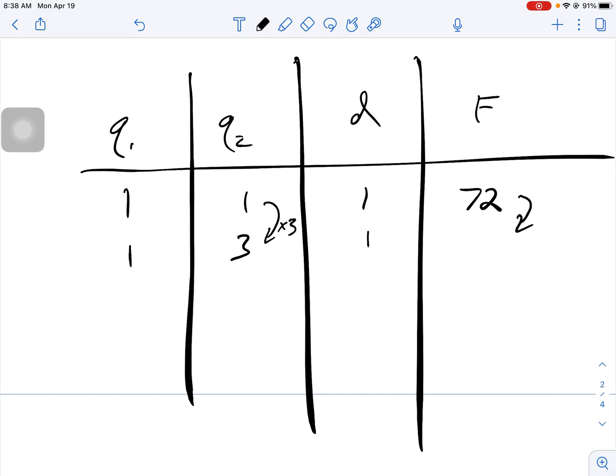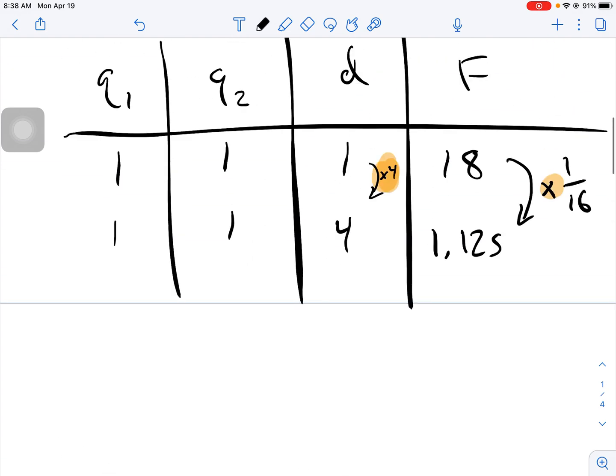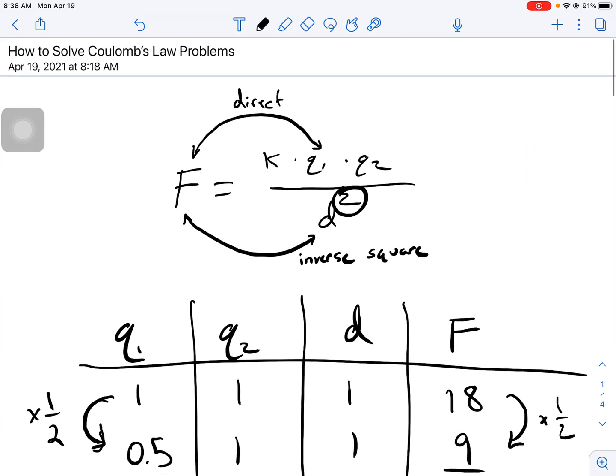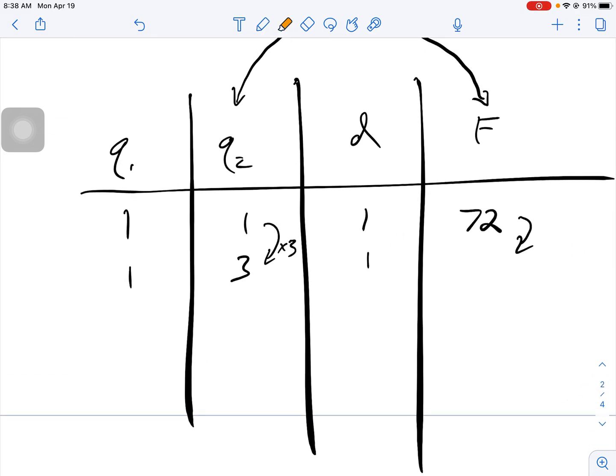So what is the relationship between charge and force? The relationship between force and charge is a direct relationship. So if the charge is tripled, then the force is also tripled. That's a direct relationship. So 72 times 3 is 216.